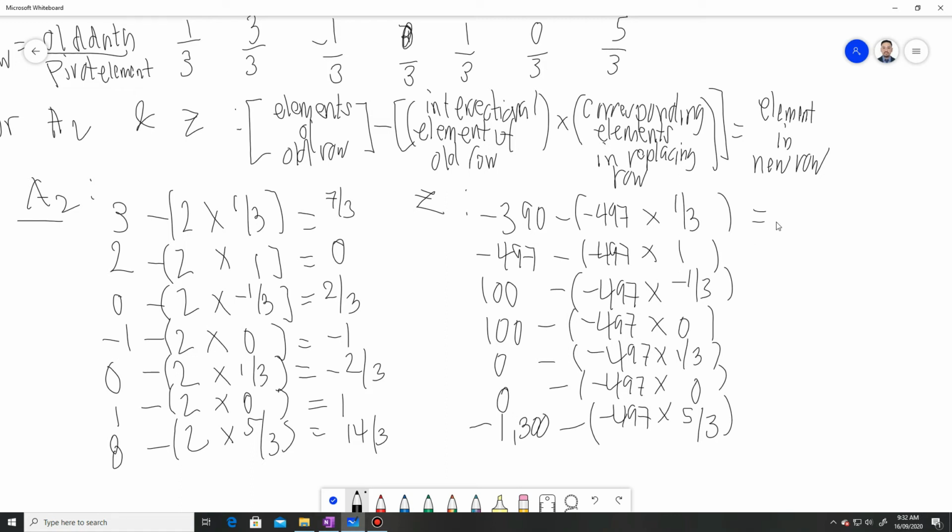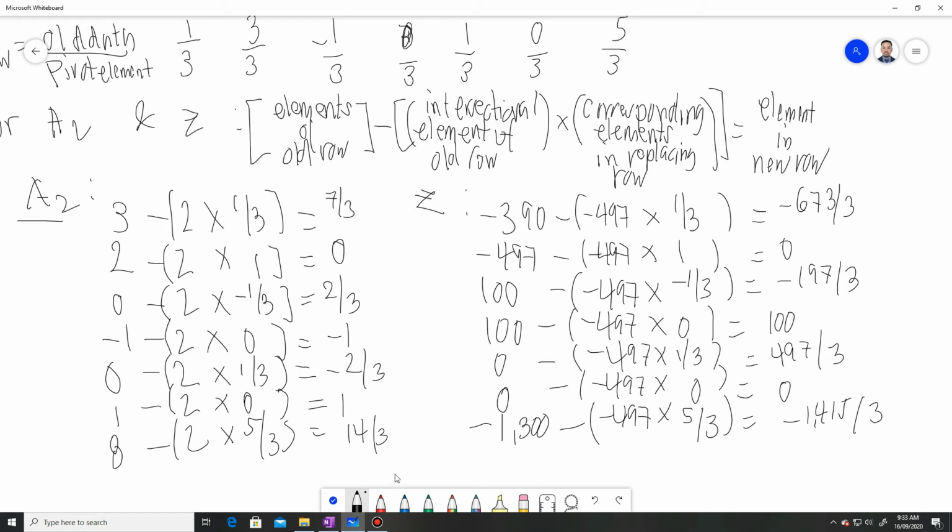Here we have negative 673 over 3. Here 0. Here negative 197 divided by 3. Here 100. In here we have 497 divided by 3, which is positive. Here 0. And last one, negative 1415 over 3.